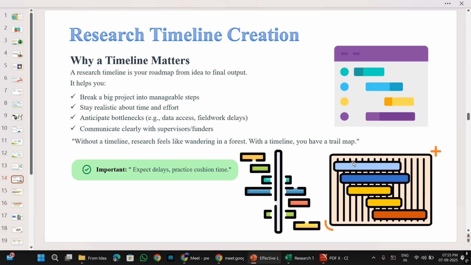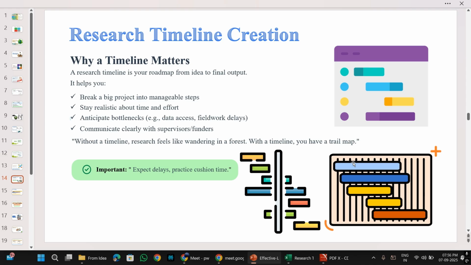So a research timeline is your roadmap from idea to your final output, maybe in terms of a thesis, maybe a revolutionary idea that you want to pass on to the community, or a revolutionary understanding, something that you have found to the community for the better purpose, or maybe just a manuscript for your career advancement or anything like that. So from idea to your final output, who will take you? It is your research timeline.